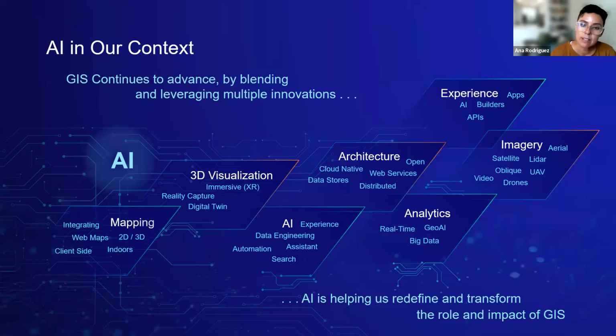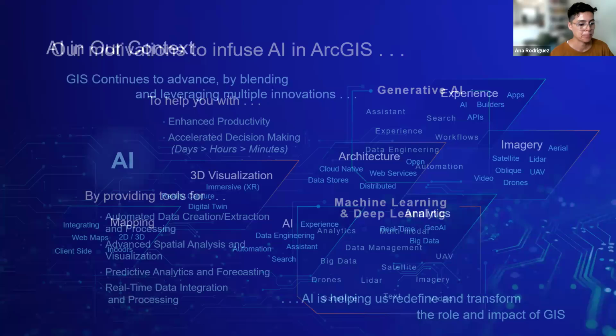So we continue to advance these areas by blending and integrating various innovations in science and technology. AI, as you probably already know, is being infused across many areas of GIS. All of these innovations that you see here, they're important to us. They help us redefine and transform the role and the impact of GIS in our communities, in our organizations.